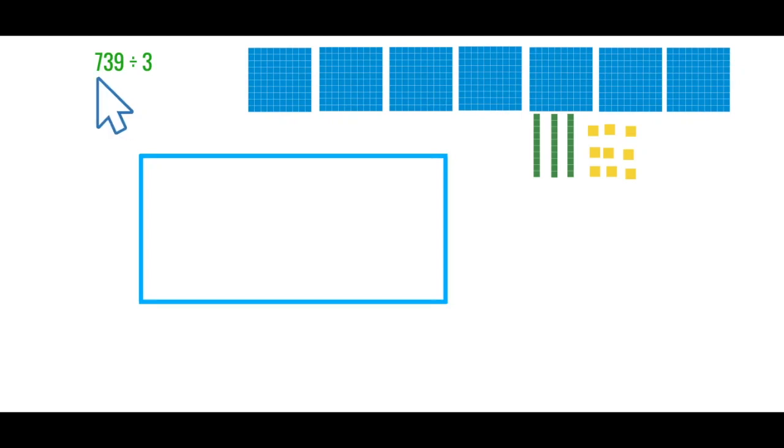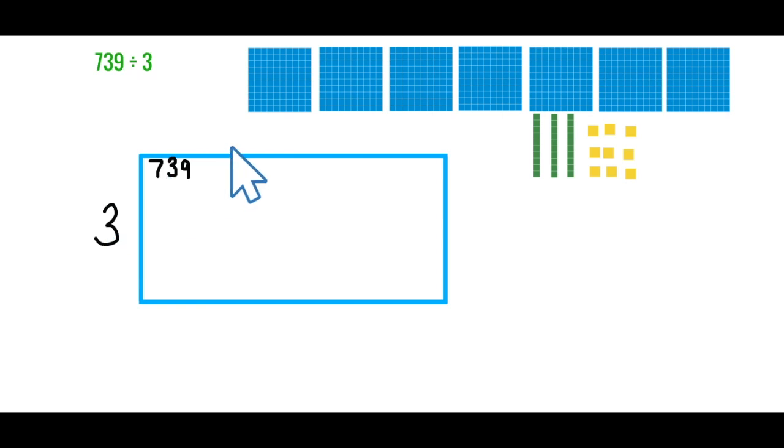Okay, so 739 divided by 3. I'm going to be using area model to solve this, but I'm also going to be showing you what it looks like when you model it as I do the area model. So in area model, I know something times something, length times width will give you the area. But this time, since I'm doing division, I'm going to use the inverse operation with multiplication.